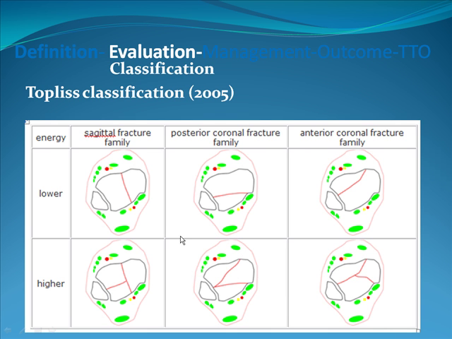But what is new about the Topliss classification is that it classified into families: the sagittal family, the posterior coronal family, and the anterior coronal family. And with the low energy type, usually there's one main fracture line, while in higher types you'll get more than one fracture line.